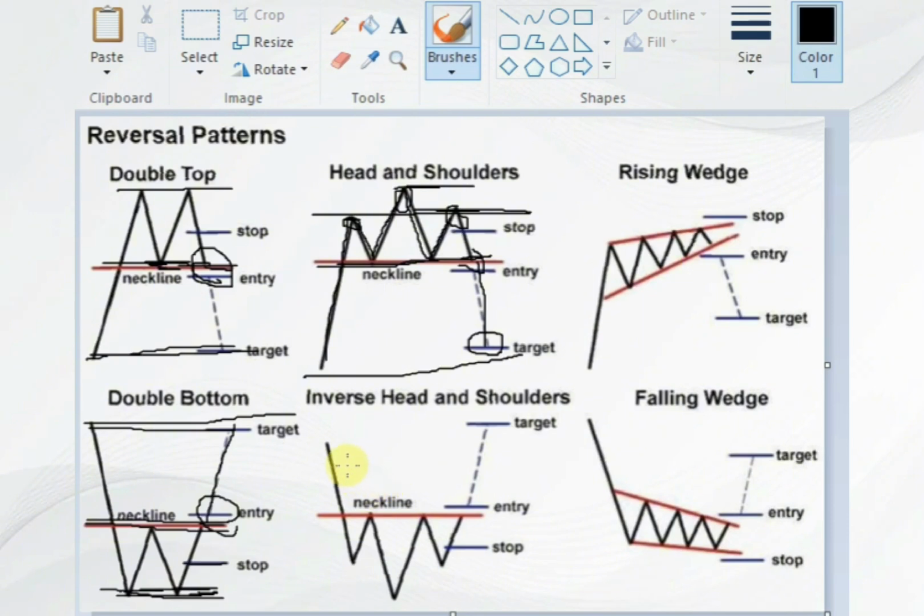So continuing with the inverse head and shoulders, this was a downtrend, right? Price came here, broke below this support level, came up, retested the support level, now making it a resistance level, right? Broke below this other support level here, creating the head. Okay, so now price came back up.